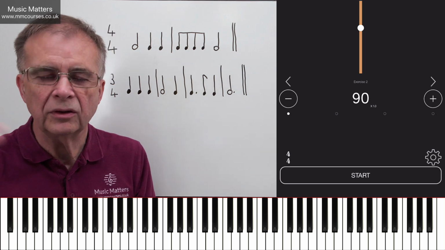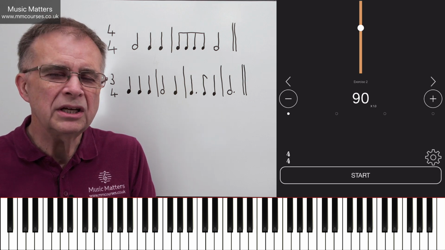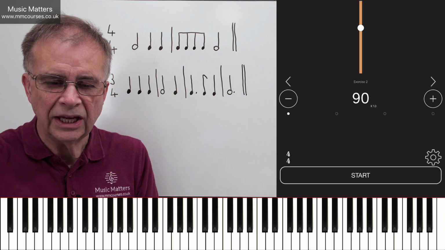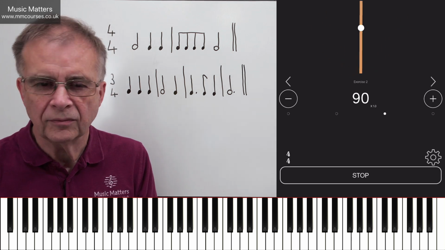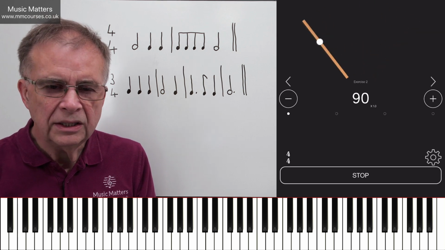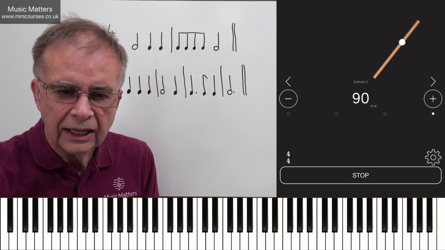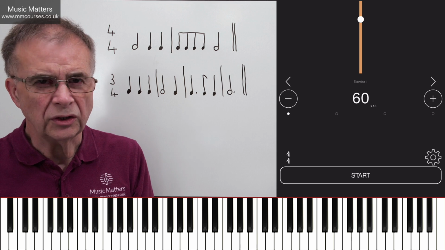change the tempo. So this time I've got the metronome set at a tempo of 90. So you can see we've taken the speed up. What does it sound like at 90? It sounds like this. 1, 2, 3, 4. 1, 2, 3, 4, and so on. So you could go for any speed that you want to choose.